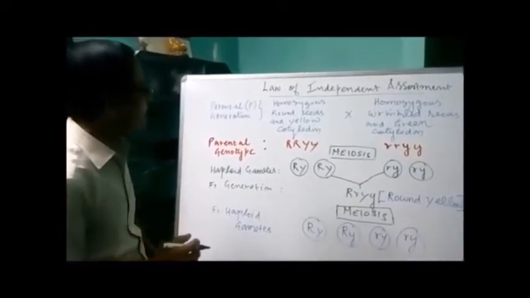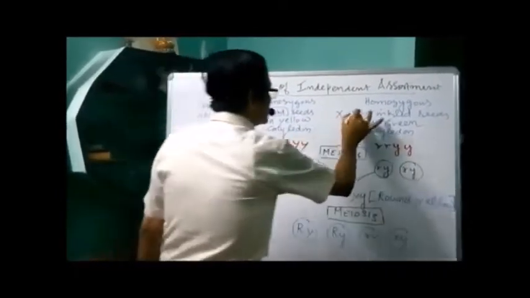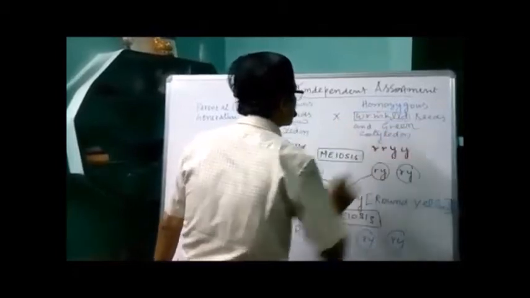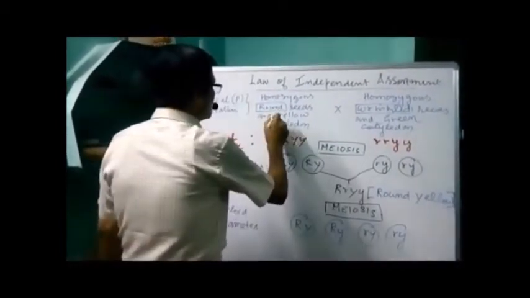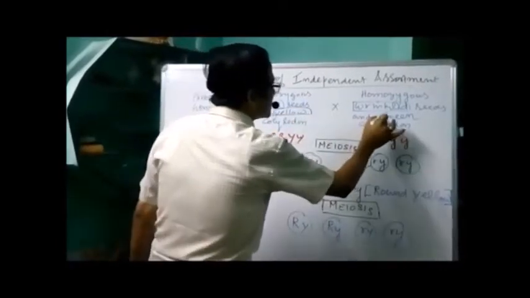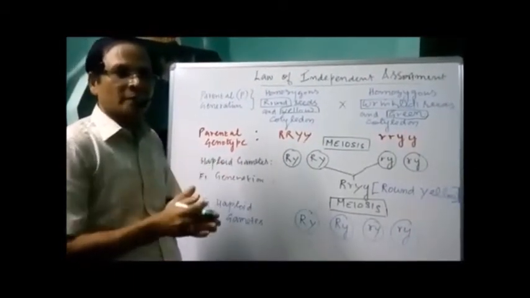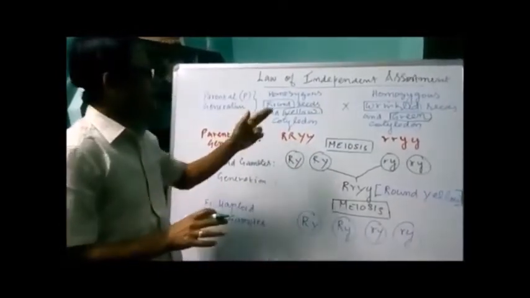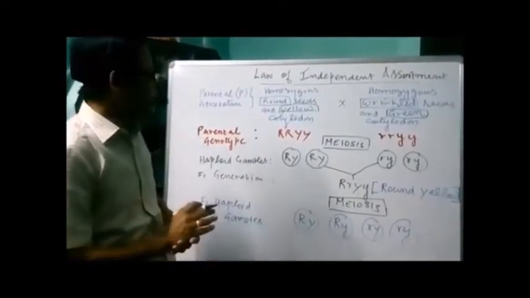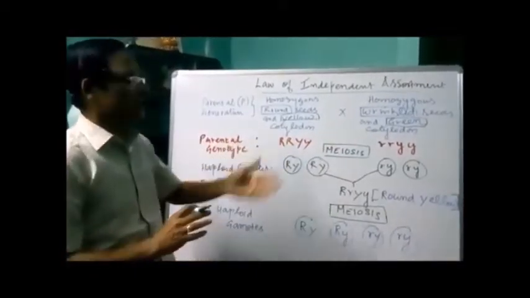Here I am taking one pair of characters, round and wrinkled. This is one pair of characters. And take another pair of characters, yellow and green. These are another pair of characters. So these two pairs of characters are combined together in a hybrid, but the segregation of one pair of characters, round and wrinkled, is independent of the other pair of characters for color, yellow and green.